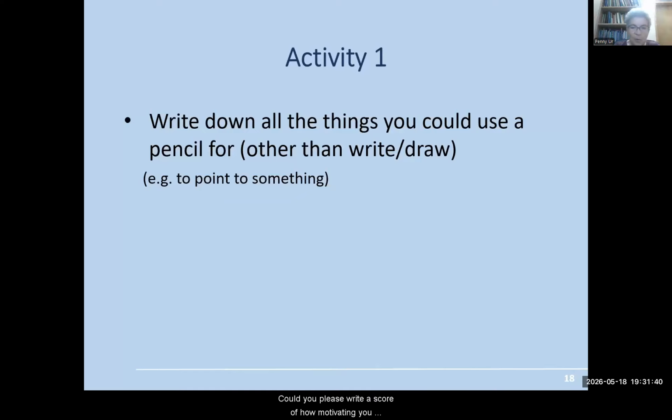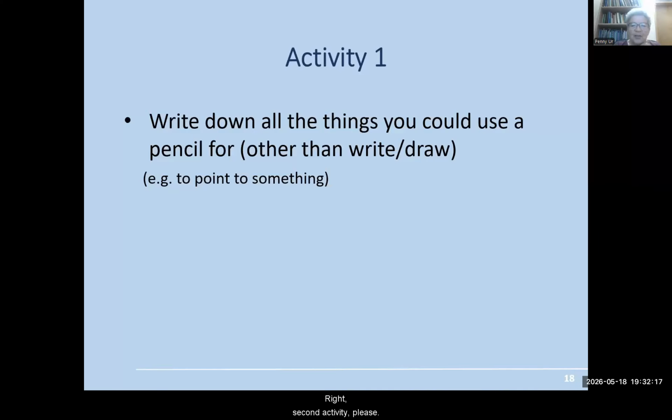Okay, time's up. Could you please write a score of how motivating you think your students would find this exercise? Okay, done that? Just for fun, could some of you write in the chat box any of the ideas you had? Very nice. Okay, very creative.